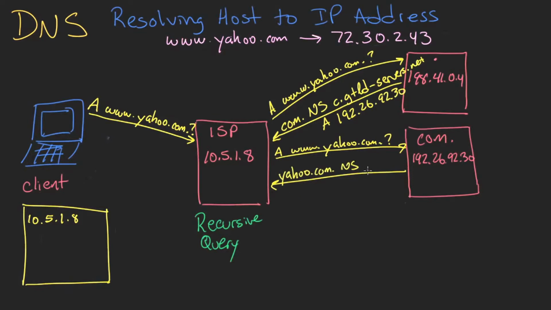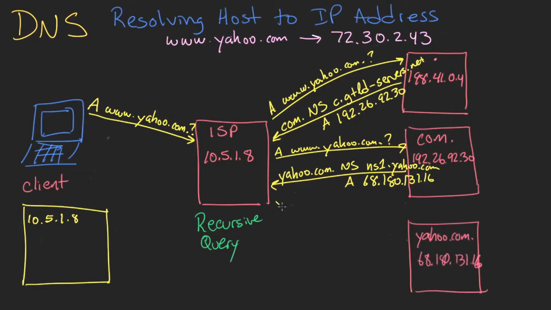Why don't you go ask the yahoo.com name server? The yahoo.com name server is ns1.yahoo.com, and its address is 68.180.131.16. So once again, your ISP reissues the request, this time to the yahoo.com name server.